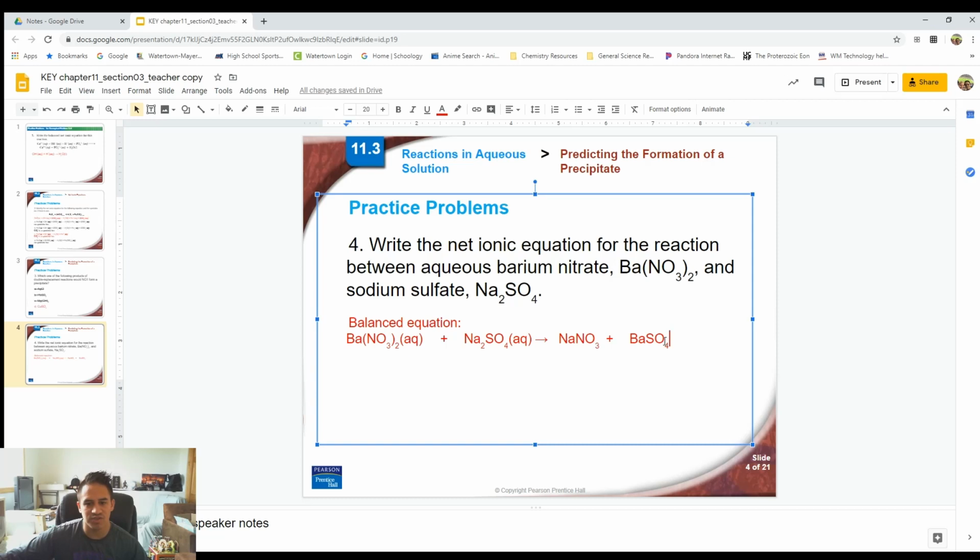Now, from here, we need to go check to see if either of these will be a solid or if they'll both be aqueous. If they're both aqueous, this reaction will not happen, in which case we're wasting our time. I would guess one of these is going to be a solid, though.